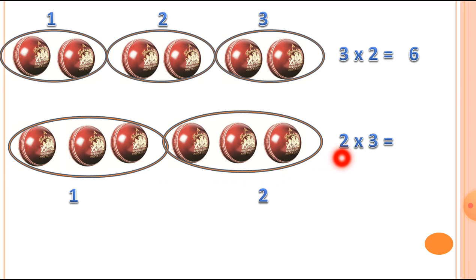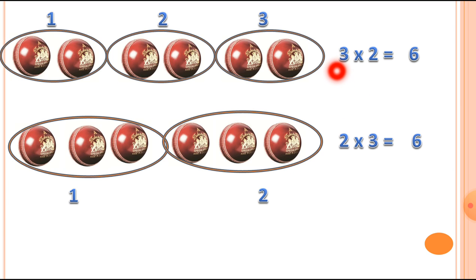I am writing this. There are 2 groups, 1 and 2. So I am writing 2 here. And each group has 3 balls. 1 2 3, 1 2 3. So 2 3s is also equal to 6. You can see this. We are getting the same product. We are getting the same answer. We are just making different types of group, but we are just swapping the numbers.